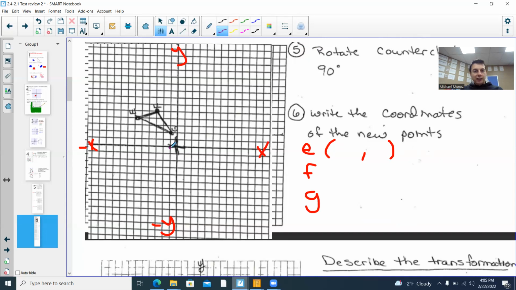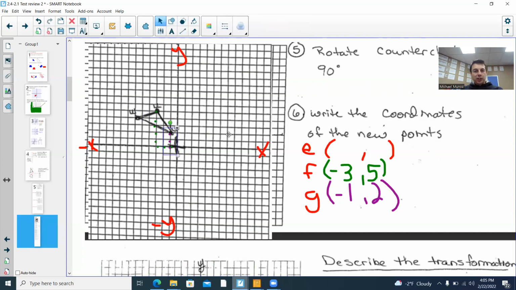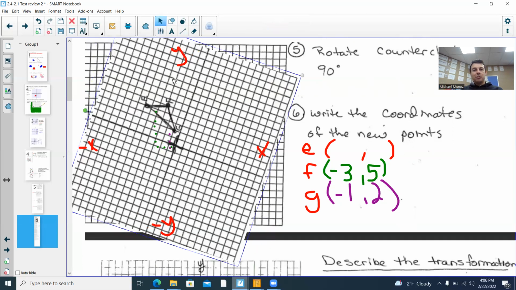So G would be -1, up 2. So I'd put -1, +2. For my F, it's right here, I'll go back 1, 2, 3. So -3, 1, 2, 3, 4, 5. So -3, 5. And you do the same thing to E. I'm not going to do that just yet, so you can finish that. But after we plot those three, we're going to flip it right side up.